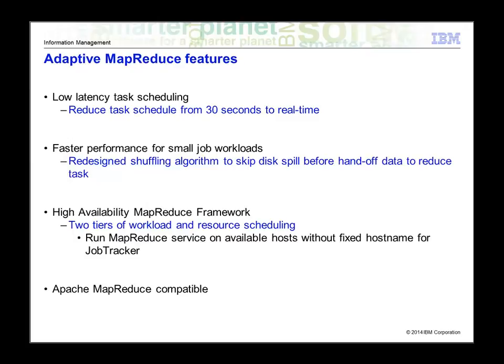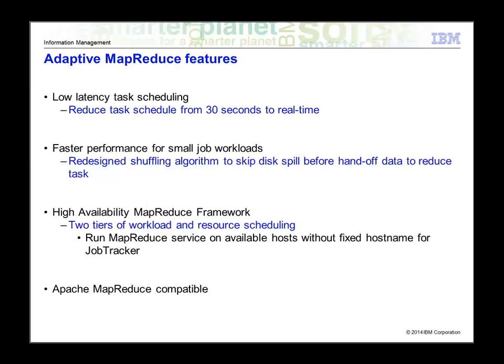A second part of adaptive MapReduce is the redesigning of the shuffling algorithm. The new algorithm will, when possible, skip data being spilled to disk before the data is passed to the reduce task. There is also higher availability with adaptive MapReduce.